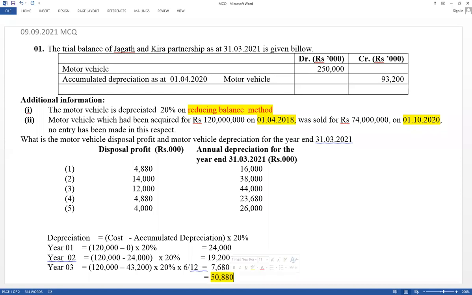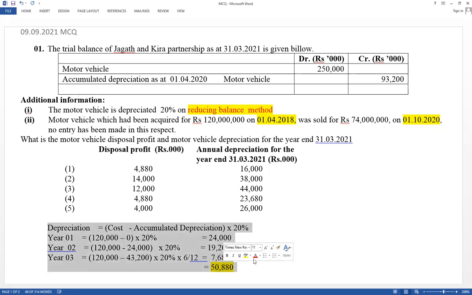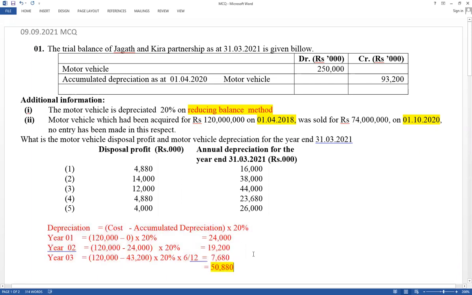Think how to calculate, think how to record. Now think double entry. That value should be removed from accumulated depreciation accounts. Therefore, accumulated depreciation account debit, disposal account credit. Value equal 50,880. Record it.